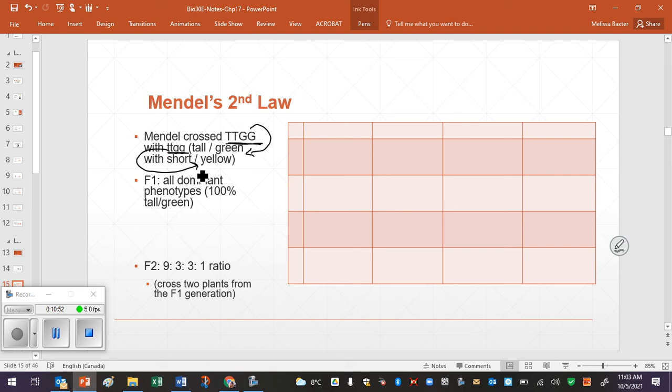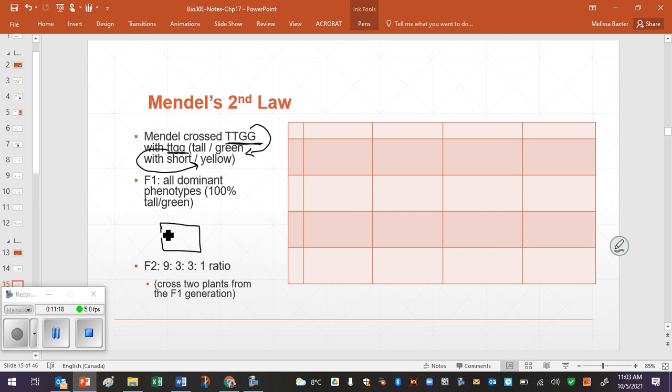Now, without making a Punnett square necessarily, I should know that the F1 generation in this scenario of complete dominance should all be tall and green. I could make a Punnett square, but it would only have one box. My tall green plant could only make gametes that have the tall allele and the green allele.